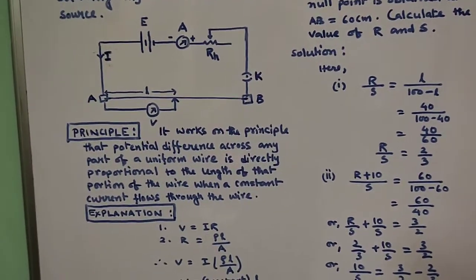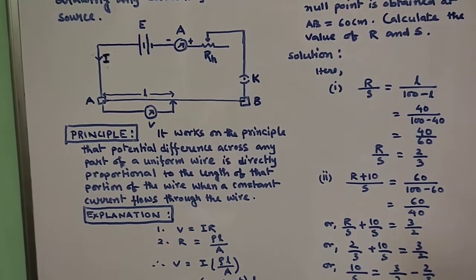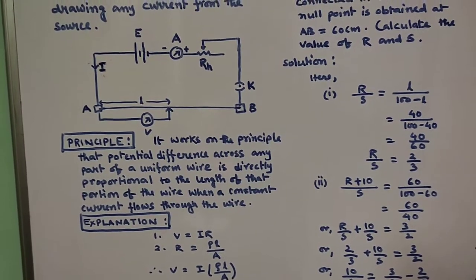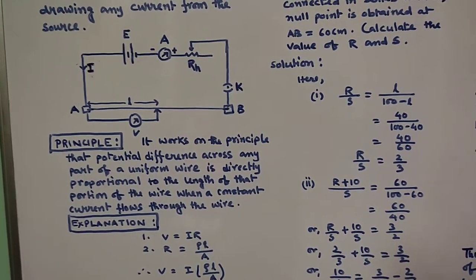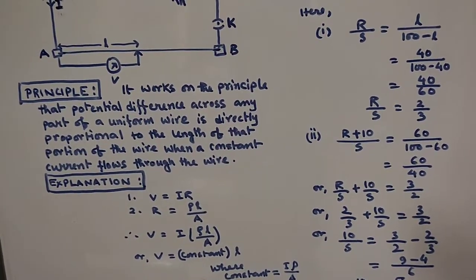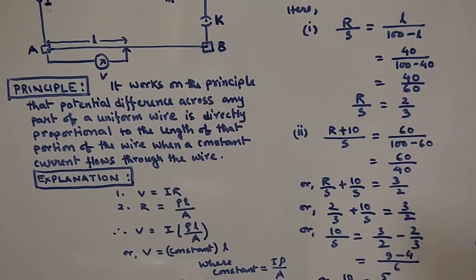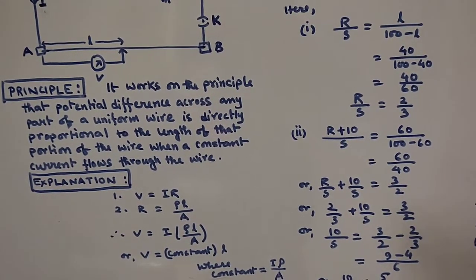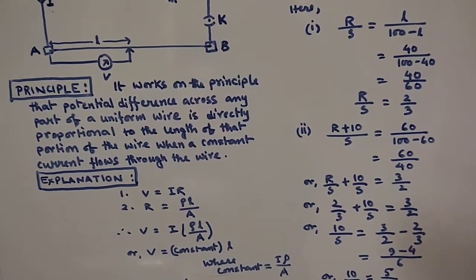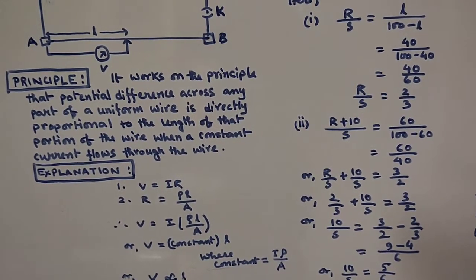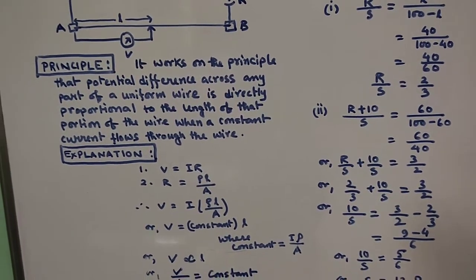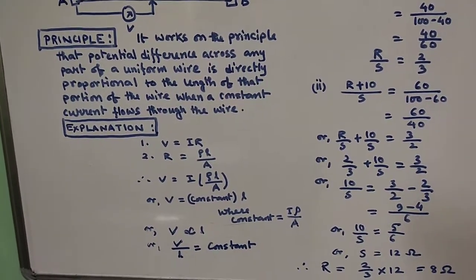Explanation part, mathematics is very simple. If V is the value shown by the voltmeter for the length L, then we are going to use two formulas. One is V = IR, that is Ohm's law. Another one is R = rho L/A. So V = I, in place of R we use rho L/A. So V = I rho/A times L, where I rho/A is constant. If you consider current constant, then V = constant into L, where constant = I rho/A. So you can write V proportional to L, or V/L = constant.